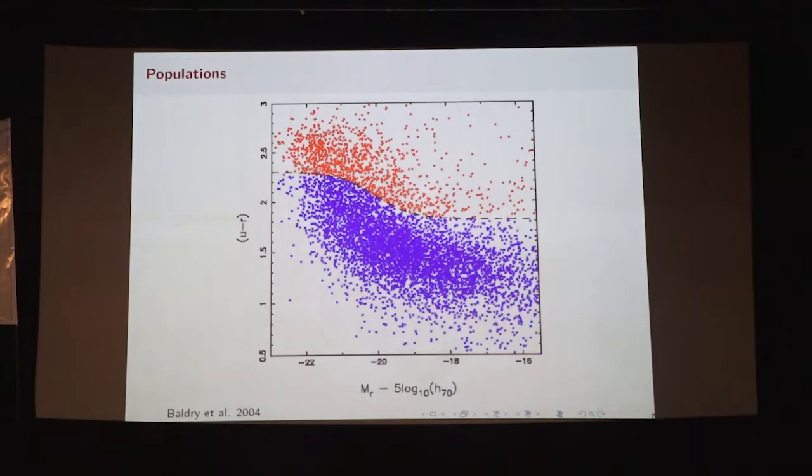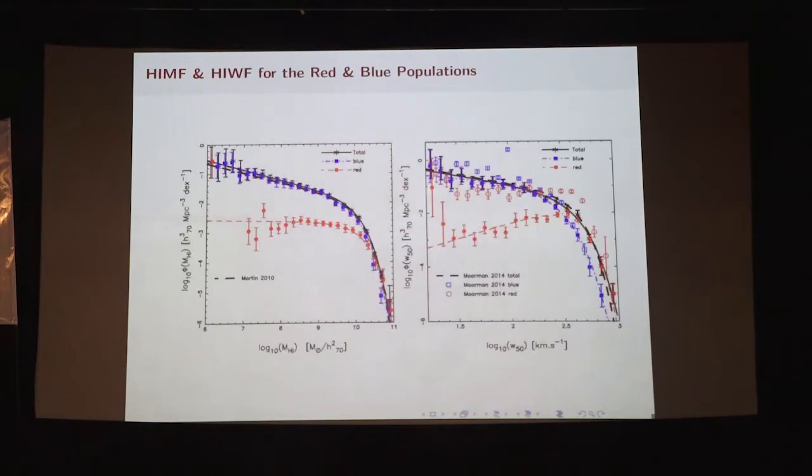So here I have plotted all the Alpha Alpha galaxies as a function of u minus r color and Mr. And this dashed line is the traditional separation between red and blue populations taken from Baldry et al., which is based on the SDSS galaxies. So we use this separator to define our population, and we estimate the H1 mass function and H1 width function, and these are the results.